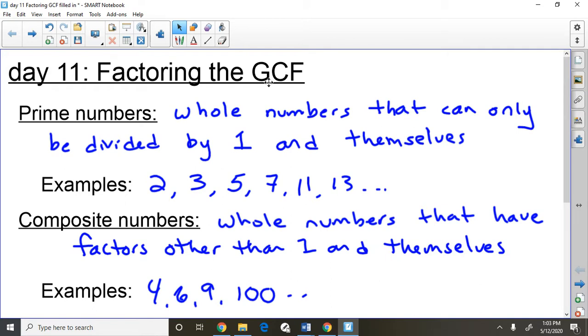So a little background. Prime numbers are whole numbers that can only be divided by 1 and themselves. For example, 2 is only 2 times 1. 3 is 3 times 1. 5 is 5 times 1. 7, 11, 13. All the primes are odd except for 2, and you know that some odd numbers are not prime, like 9 is 3 times 3, so it's not prime.